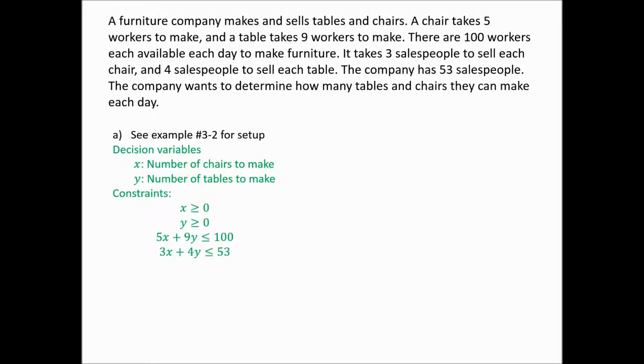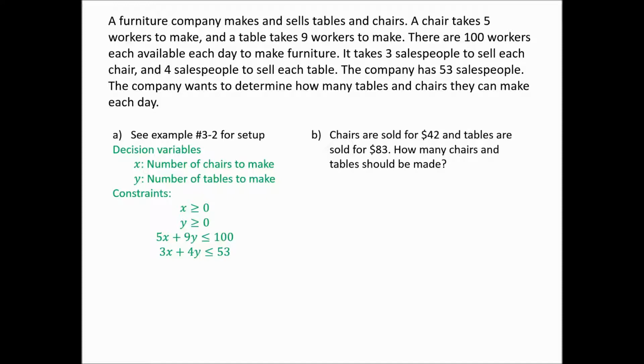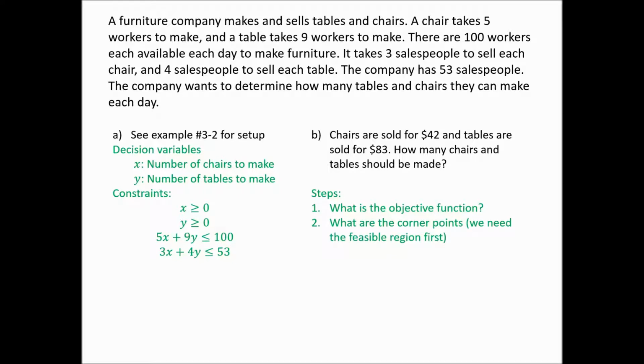So in example 3-2, we set up our decision variables and we set up our constraints. So how many chairs and how many tables should be made? What steps are we going to take to solve this? Well, we need to figure out, first of all, what is the objective function? What are we actually trying to maximize? We need to figure out the corner points, so we need our feasible region. We need to figure out which corner point is best, and make a concluding statement. So let's go through that process.